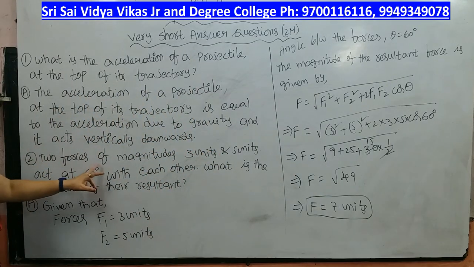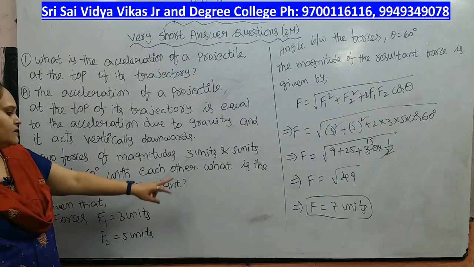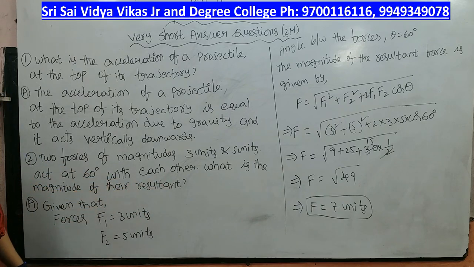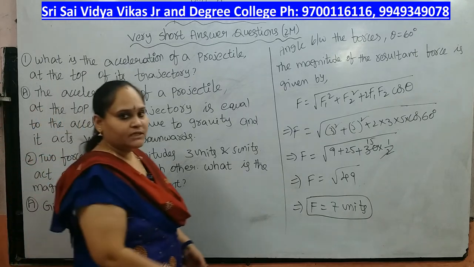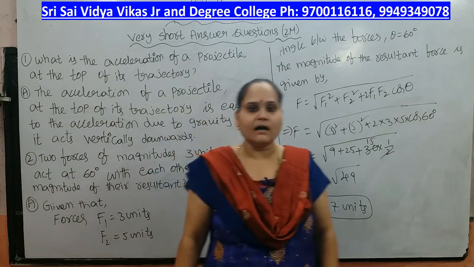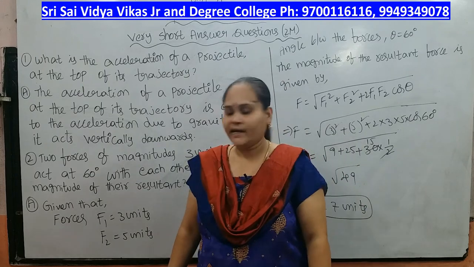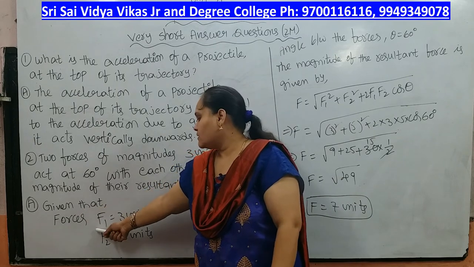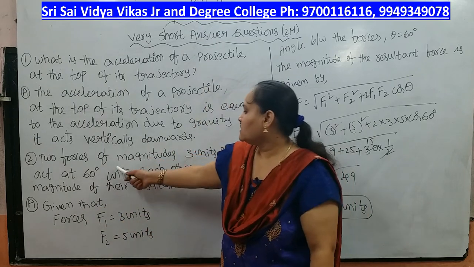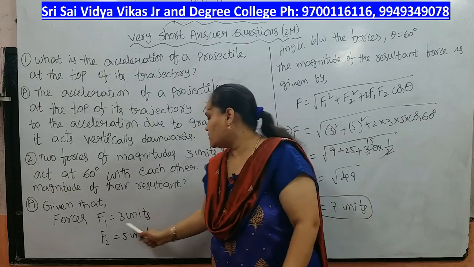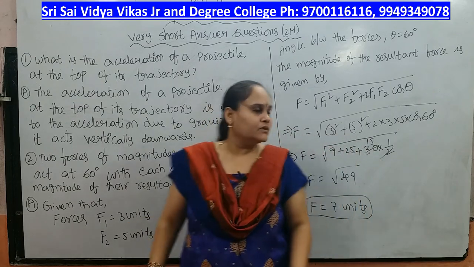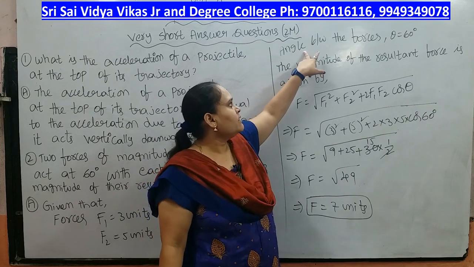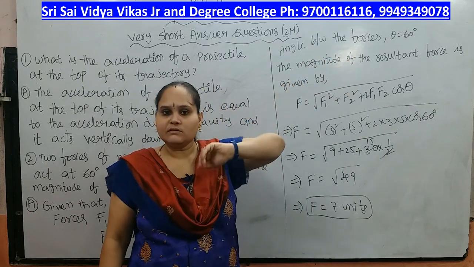So, next one. Two forces of magnitudes 3 units and 5 units act at 60 degrees with each other. What is the magnitude of their resultant? We have two given forces F1 and F2 and angle theta. For this purpose we can write, given that forces F1 equal to 3 units and F2 equal to 5 units, and the angle between the forces is theta equal to 60 degrees.